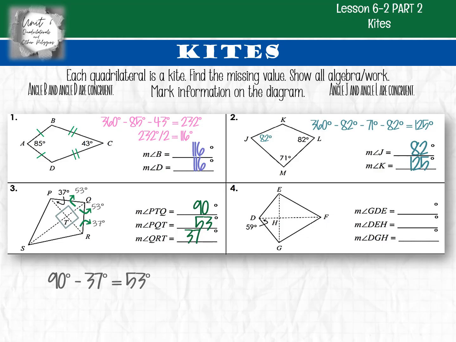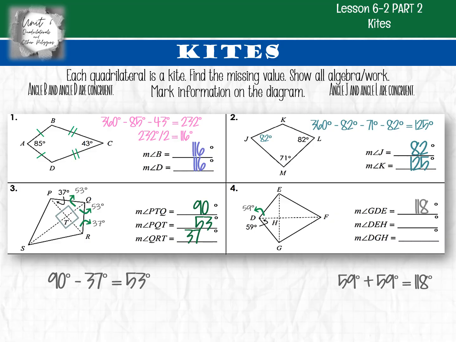Number 4, we are given measure of angle GGH is 59 degrees. So we know there's another one just like it over there. Those two triangles are congruent to each other. Let's see. Measure of angle GGE. Well, that must be the sum of those two, 118.